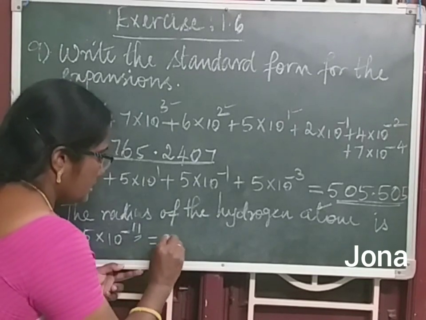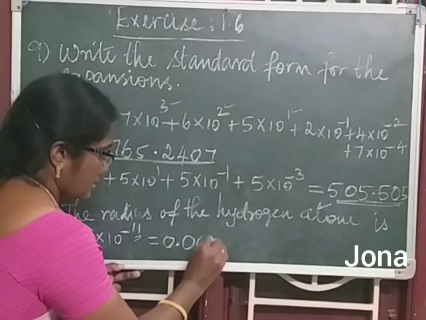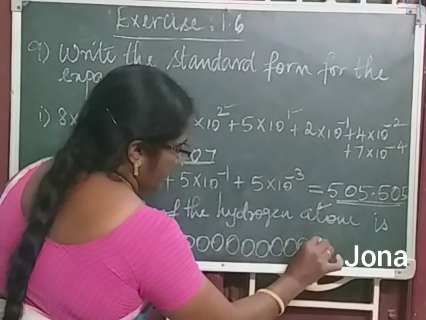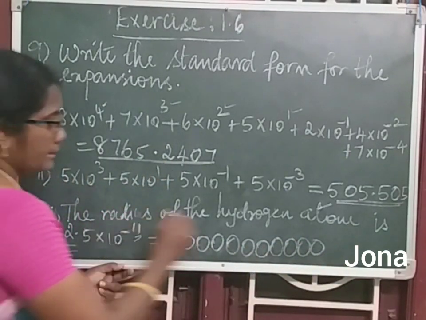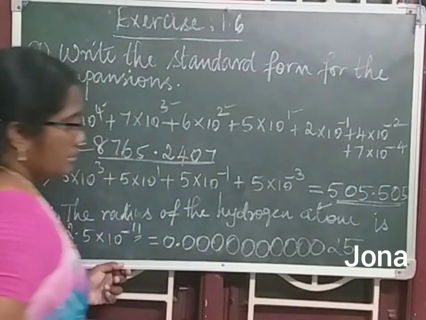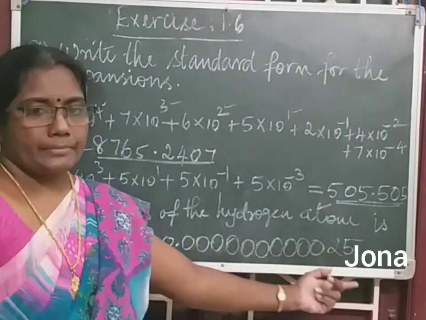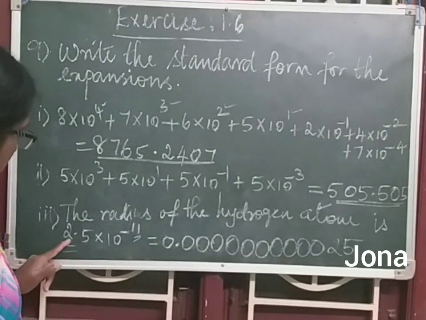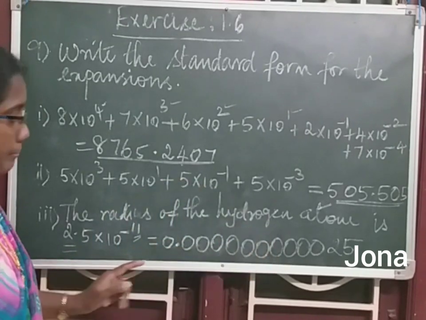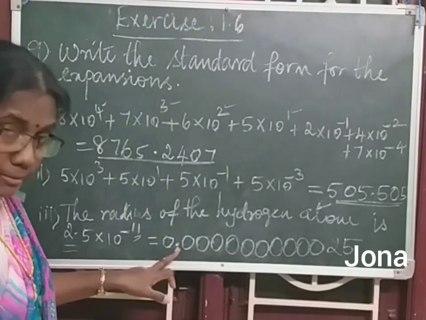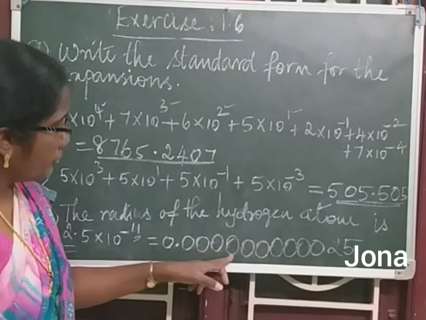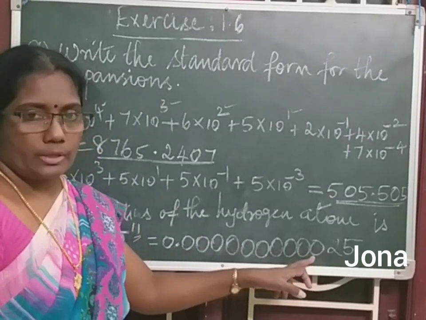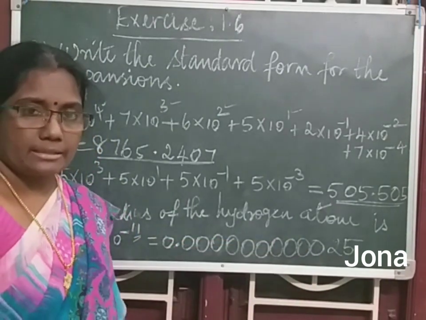So what we have to write is 0 point. We have to put 10 zeros: 1, 2, 3, 4, 5, 6, 7, 8, 9, 10 zeros. After that only I want to write this 2 and then 5. So this is the expansion. Here minus 11 is there, so I have to write this 2 in the place of 11. After the decimal only we have to count that. So 1, 2, 3, 4, 5, 6, 7, 8, 9, 10 and then in the 11th place we have to put 2 here. Okay. So whatever numbers are given, you have to write them straight away there.